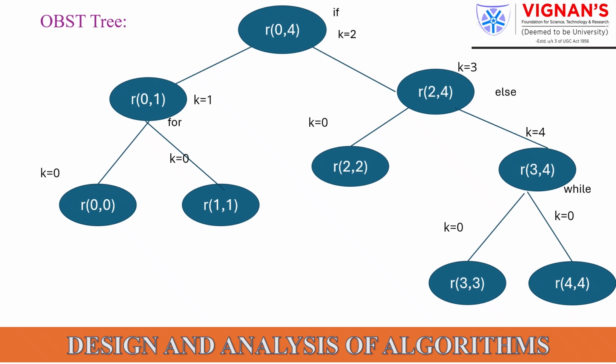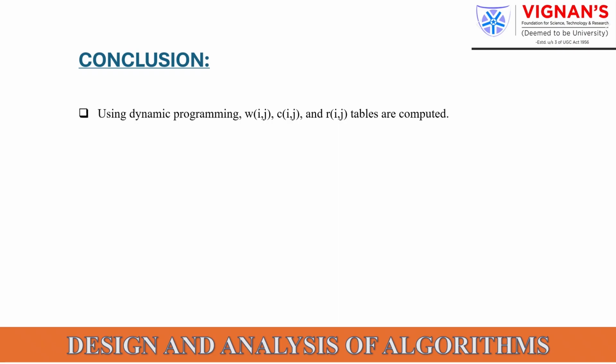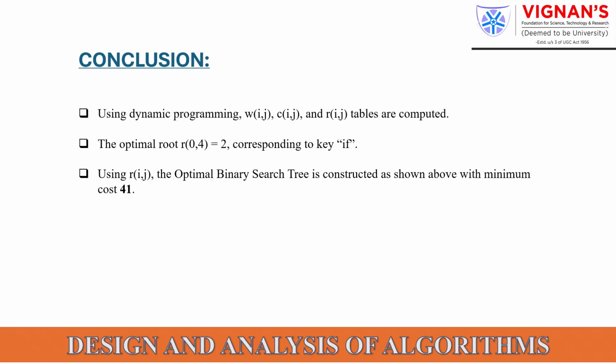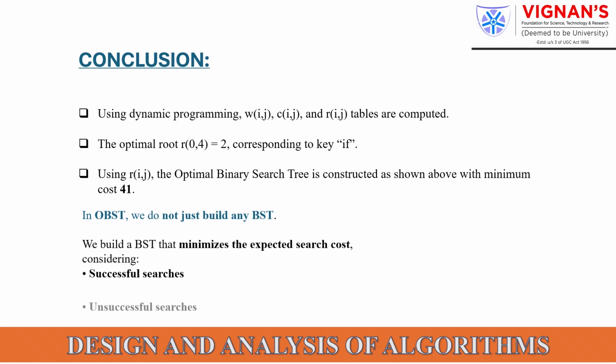average number of comparisons. In conclusion, using dynamic programming, the tables W of I, J, C of I, J, and R of I, J are computed systematically. The optimal root is obtained as R of 0, 4 equals 2, which corresponds to the key if. Using the R of I, J table, the optimal binary search tree is constructed as shown, resulting in the minimum expected search cost of 41. Thus, the OBST ensures efficient searching with the least average number of comparisons.